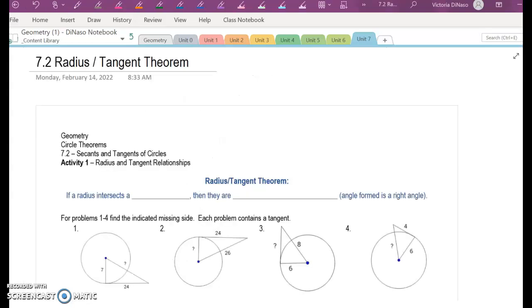So we've got two theorems that we're going to be talking about today. The first one is this radius tangent theorem, all right? So this is one of the two theorems. This is in the main section, all right? Go ahead and click the next tab down so you guys can go ahead and take notes.